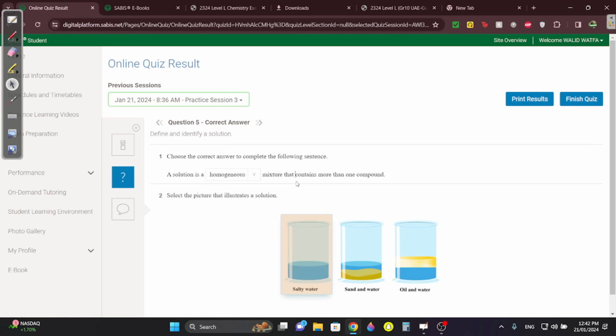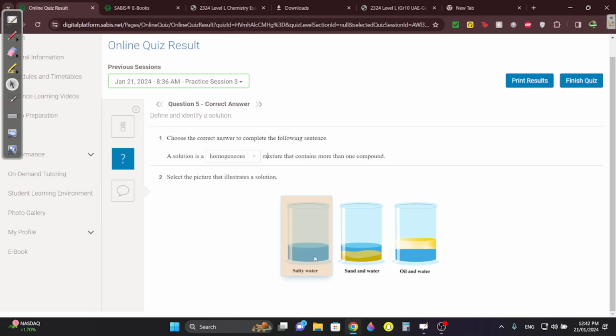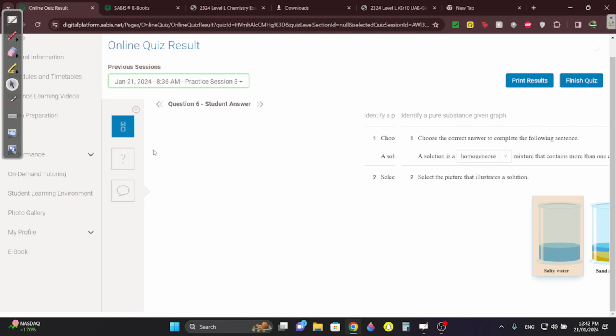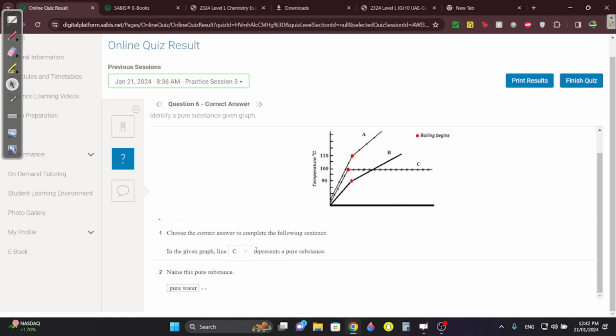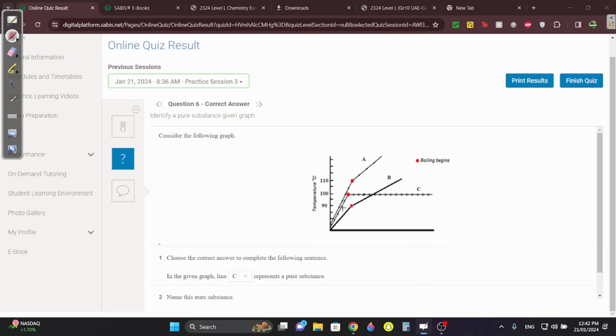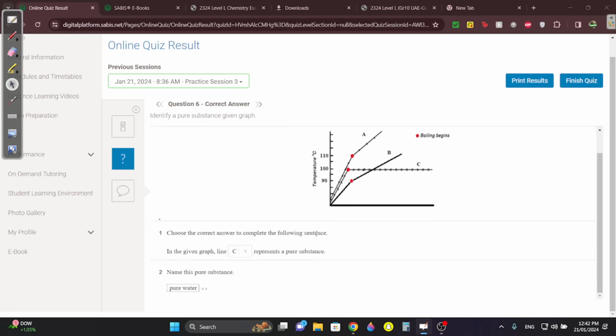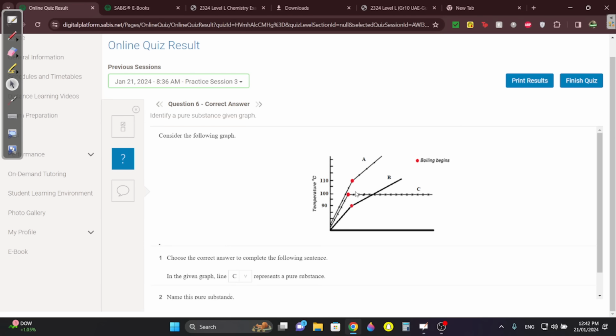A solution is homogeneous. They didn't say with respect to phase. If they don't say with respect to phase, you put homogeneous. Which one is a solution? Obviously, it's going to be the one which you can't tell the difference in. It's uniform. Six. Okay, which one is a pure substance? The pure substance is the one that once it boils, it stays straight. These ones are solutions because their boiling point keeps on increasing after it starts boiling. Actually, the pure substance is the one that stays straight, it stays constant. And what is this pure substance? Obviously, you could say pure water, because it boils at 100.